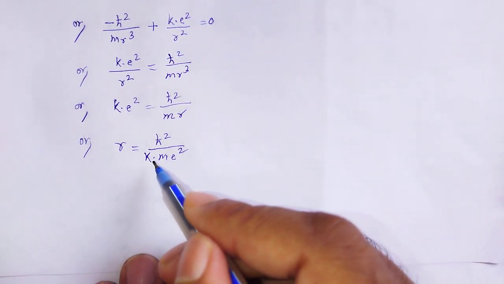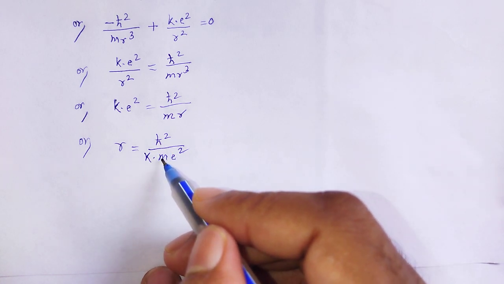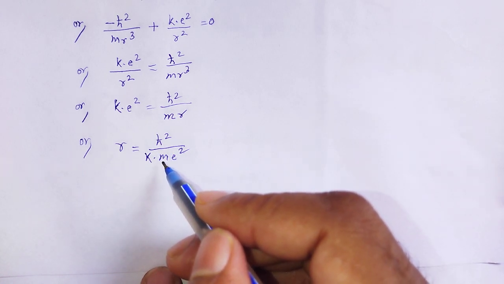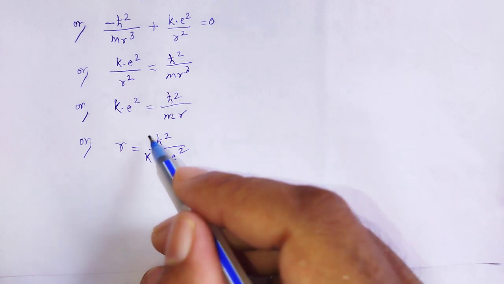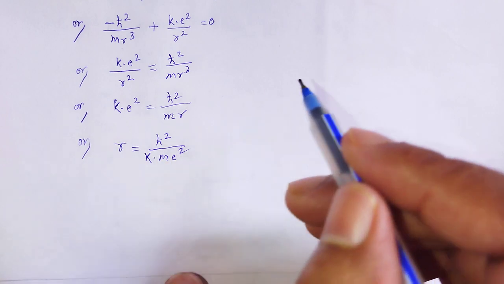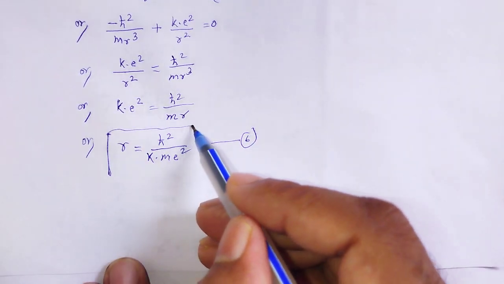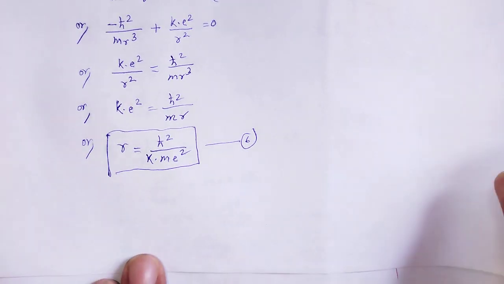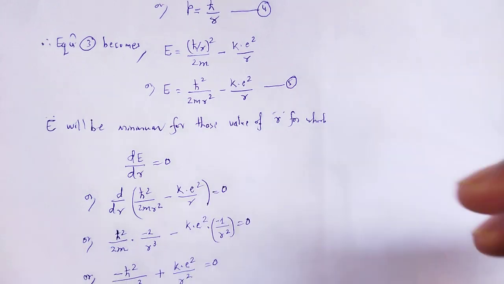Look here, h cut is constant, k is constant, m, the mass of the electron, we know, then the charge of the electron. So, all these terms are constant. So, r is a constant value. Now, when we put that value of r in the energy expression, we obtain the minimum energy.